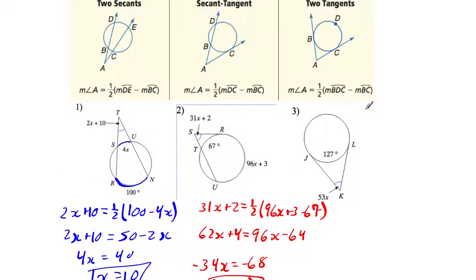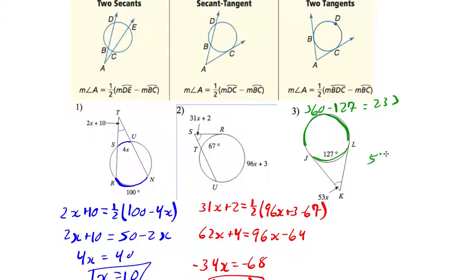And then we have number 3. So number 3, we have two tangents. So if this is 127, notice the other one is not labeled. But that's just going to be 360 minus 127. And 360 minus 127 is 233.